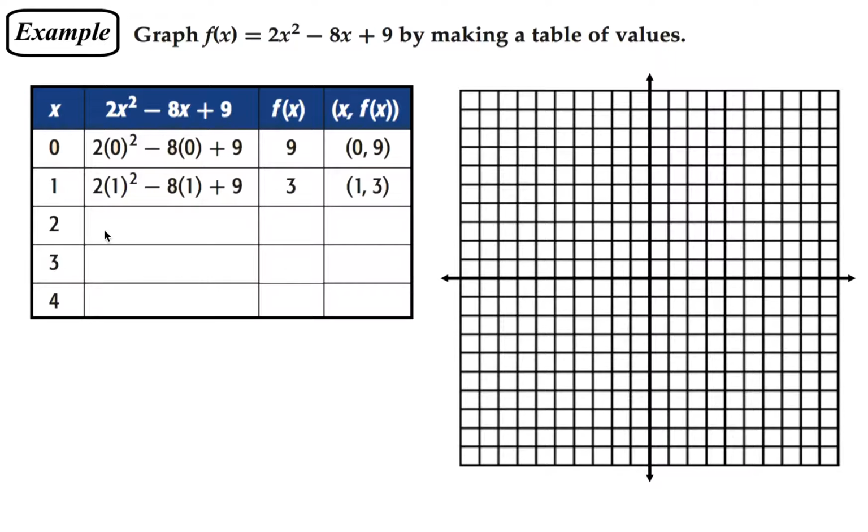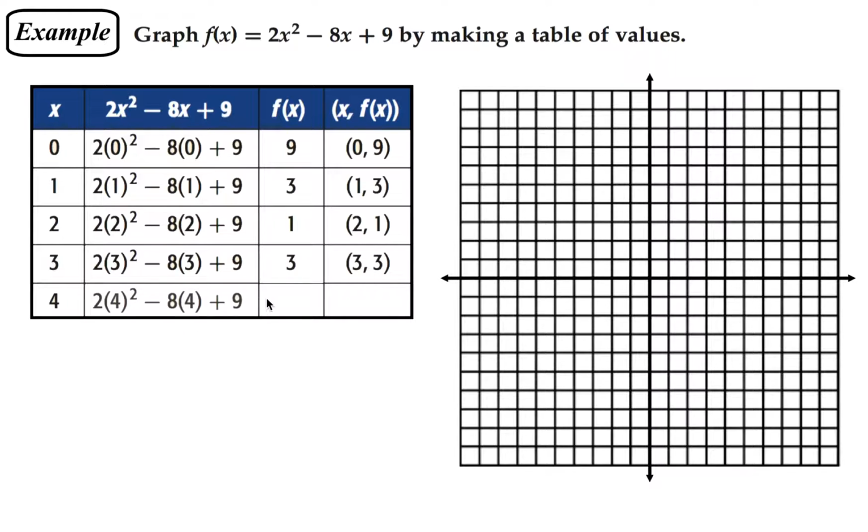What if we plug in a 2 for x? Well, then we get out a value of 1. So 2 squared is 4 times 2 is 8, and 8 minus 16 is a negative 8 plus 9 is 1. So that's the point 2, 1. Plugging in the value of 3, we get out a 3, so that's the point 3, 3. And then a 4, we end up with a 9, so 4, 9.